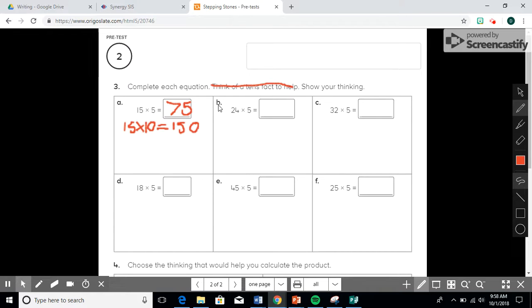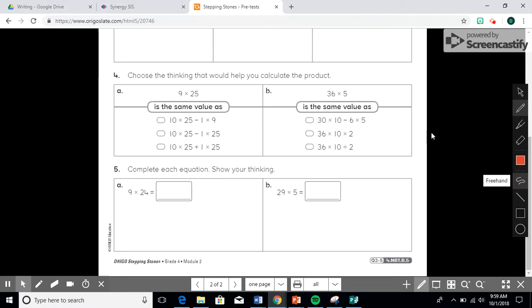I want you to pause and do B, C, D, E, and F on your own, and use whatever strategy works for you. Try to avoid skip counting by fives because we are getting up into high numbers like 45, and that's going to take a while. When you're ready, come down to number 4.